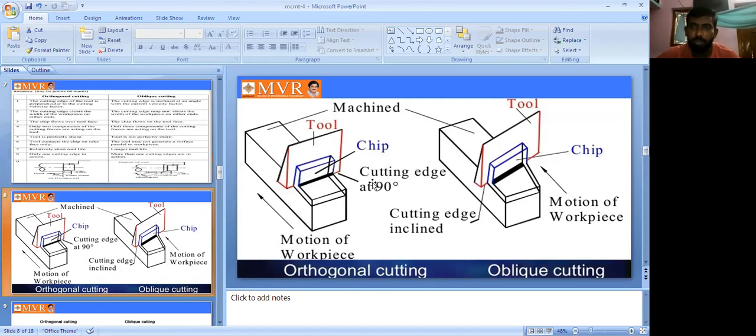The cutting edge is 90 degrees here. The cutting edge is inclined here, so you cannot perfectly say the angle of the cutting tool. In oblique cutting, the motion of the workpiece is in this direction. Here the motion of the workpiece is like this. So this is one of the major differences between orthogonal cutting and oblique cutting. Here is a block diagram. See the block diagram also.